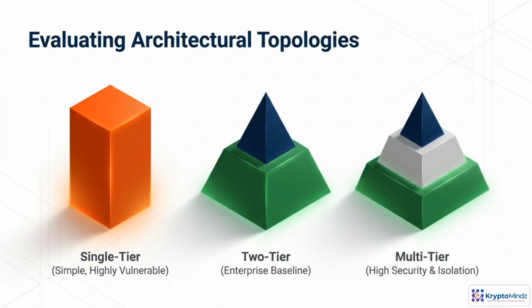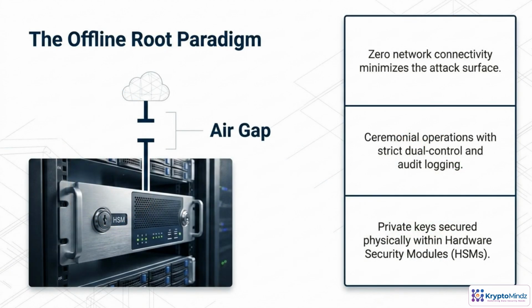Choosing a tiering model is one of the most important PKI security decisions you'll make. A single-tier CA is operationally simple, but every function and key sits in one place. If that CA is compromised, your entire trust fabric collapses. A 2-tier model moves the root offline and delegates issuance to an online subordinate. That's the practical baseline for most enterprises. Multi-tier hierarchies add additional intermediates to support separation of duties, environments, or use cases. Security and isolation improve, but so do complexity, latency, and operational overhead.